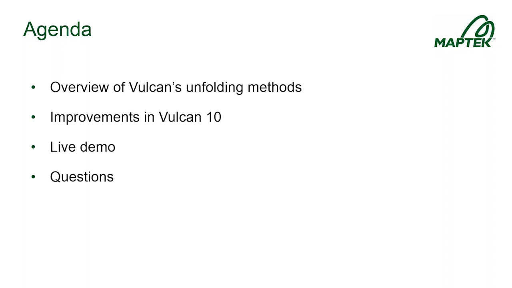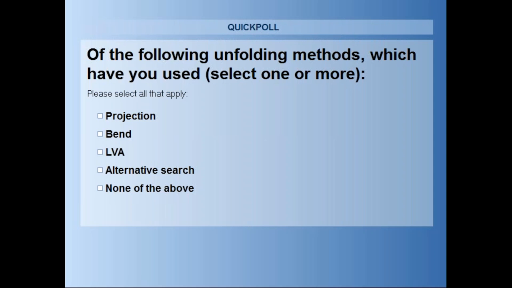Okay, we do have a short poll, which we can start up now, and the question is, of the following unfolding methods, which have you used? I want to see what people have been doing in the past: projection, bend, LVA, alternative search. You could also indicate ones that you're more interested in, if you'd like.